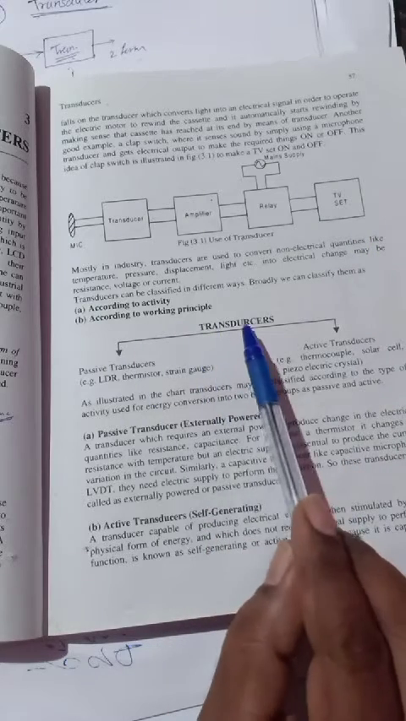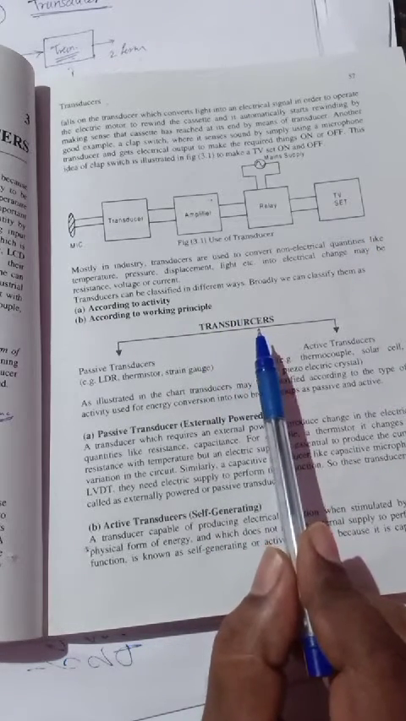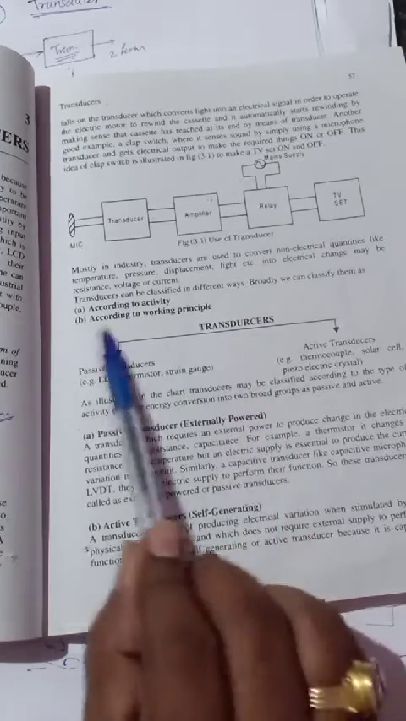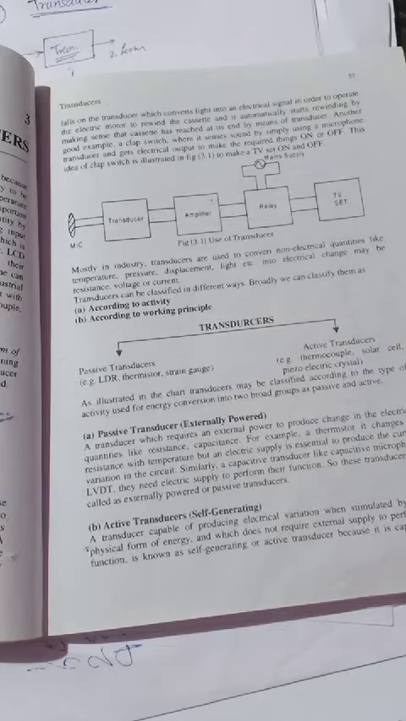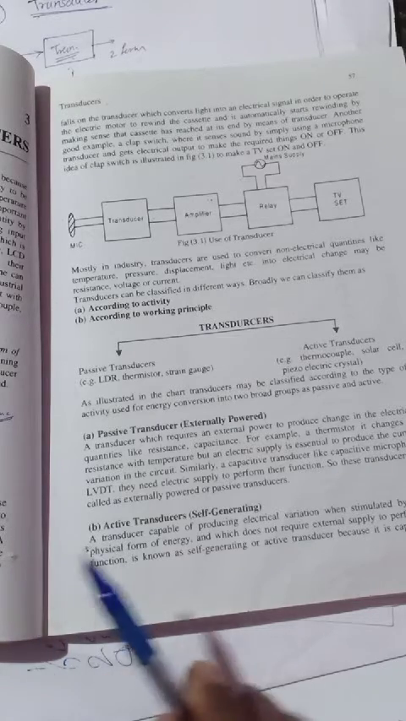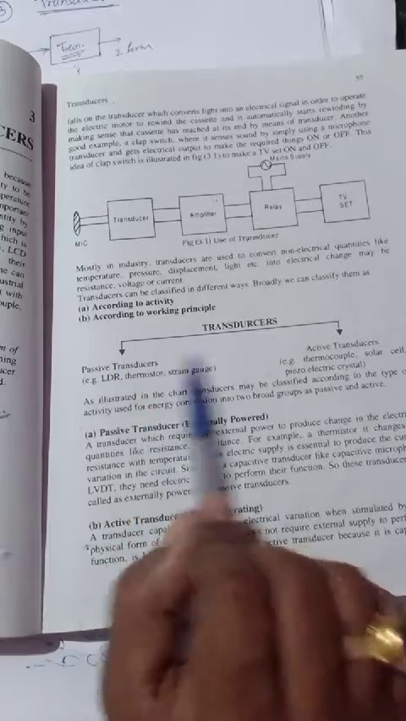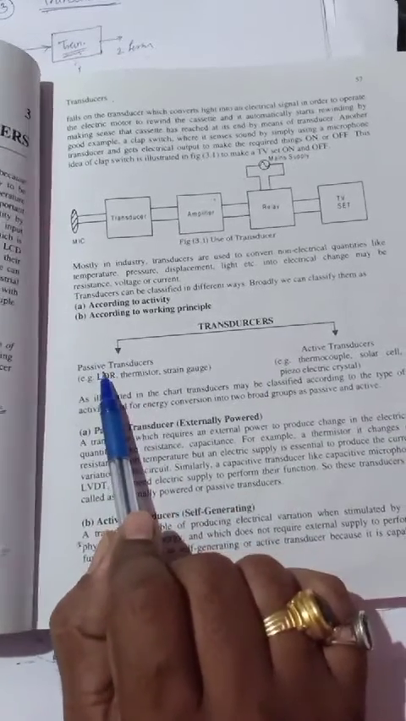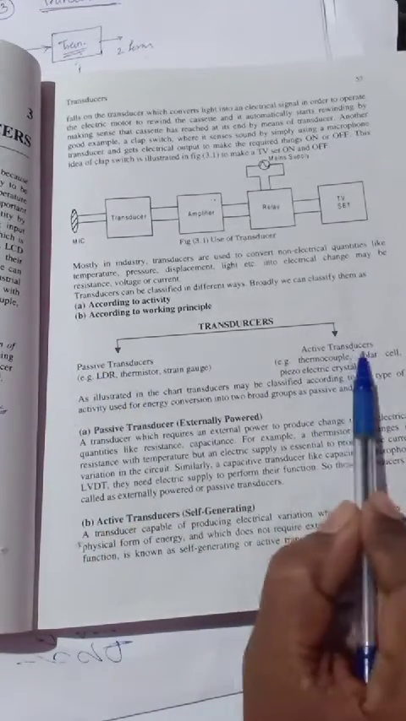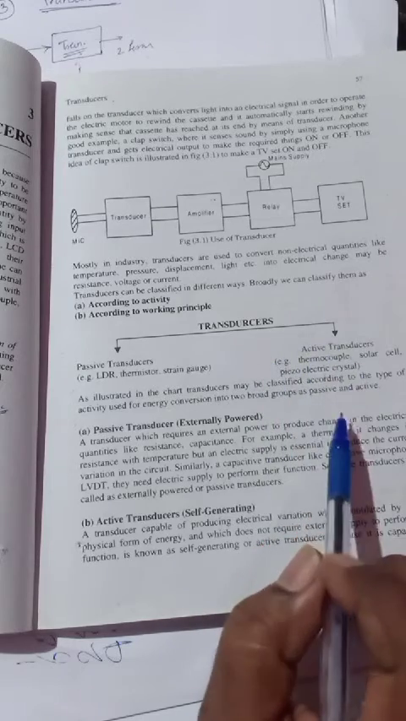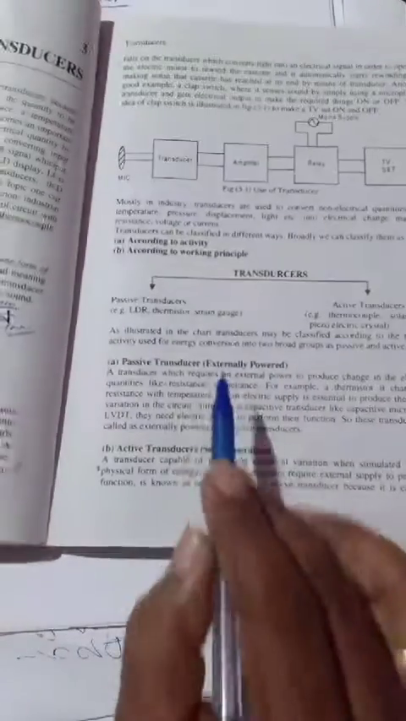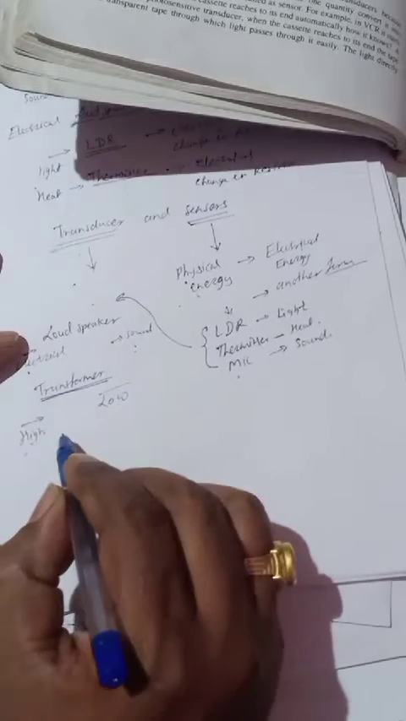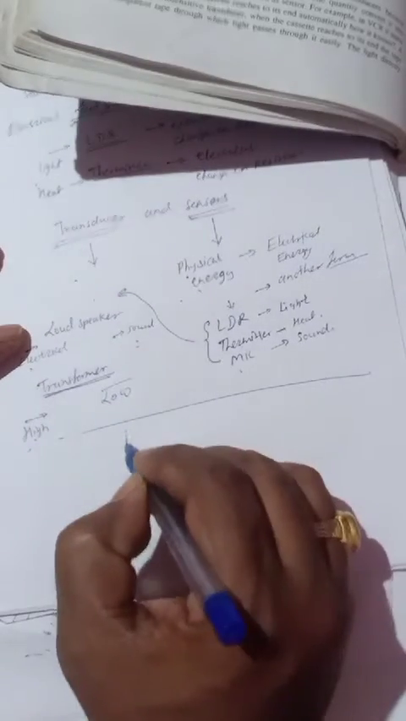Transducers can be classified into two types according to their activity and according to their working principle. One is a passive transducer and the other is an active transducer. So what does passive transducer mean? A passive transducer is externally powered. What does externally powered mean? Let us see.